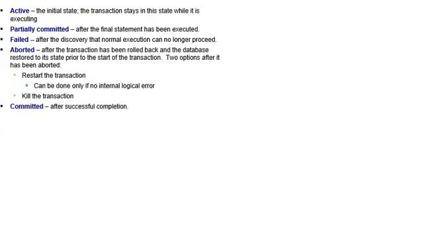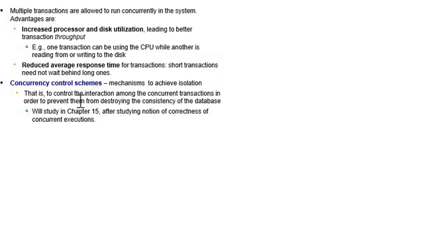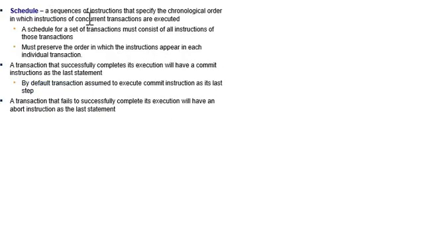In the transaction state, we have active, partially committed, failed, aborted and committed states. Based on this, the execution of the program will be committed. Concurrent execution of transactions can increase processor and disk utilization and reduce average response time. A schedule is a sequence of instructions that specifies the chronological order in which the instructions are carried out.